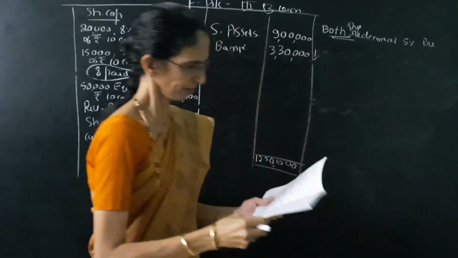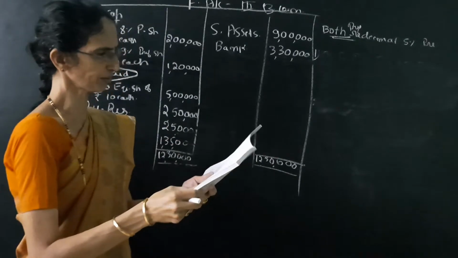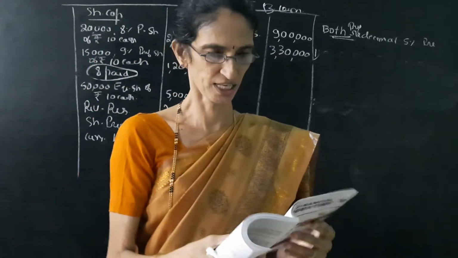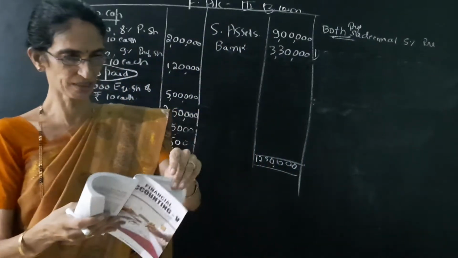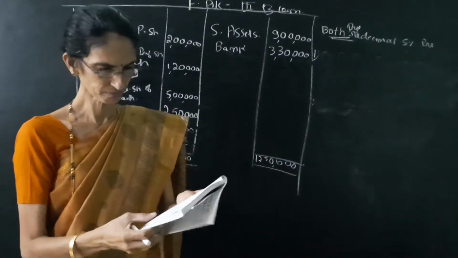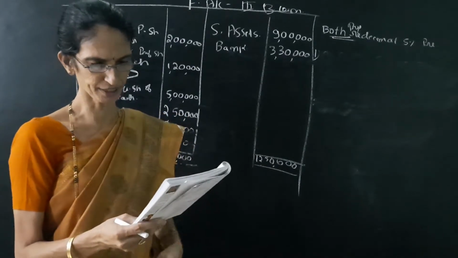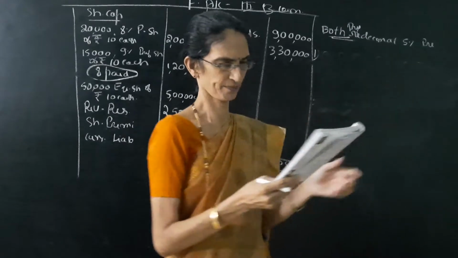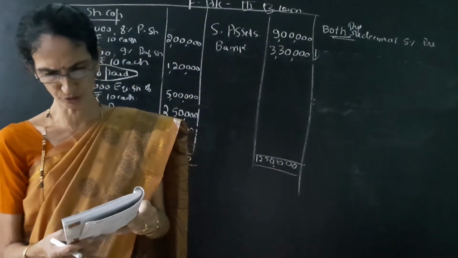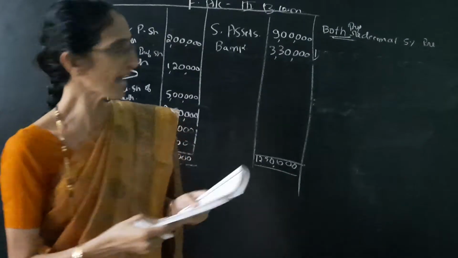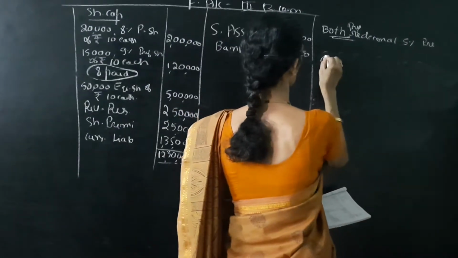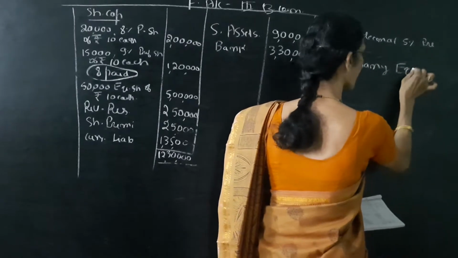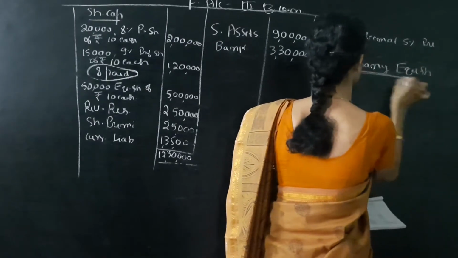Before that, we can pass an entry for premium. No. Before that, we have to see there is a fresh issue of shares. So I am reading the problem continuation. It was decided to redeem both the classes of preference shares at a premium of 5% per share. The company issued for cash as many equity shares. This phrase is there. As many equity shares means we have to find out how many shares should be issued.